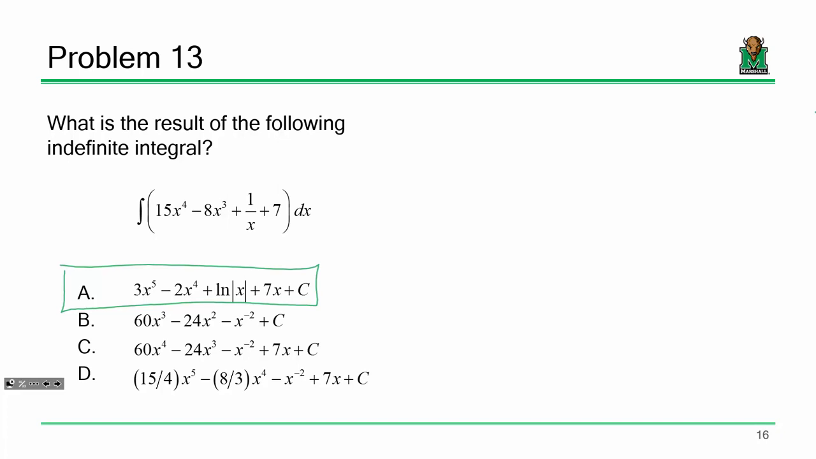Okay? Now, if you want, we can go through the integration. We can say, well, how do you integrate 15 times x to the 4th? Well, it's 15 times x to the 5th over 5. So that's 3x to the 5th. And then minus 8x to the 4th over 4, that gives you that. 1 over x is natural log. Integral 7x. And then you get your plus c, your constant of integration. So you could look at, if you wanted, you could write it out.